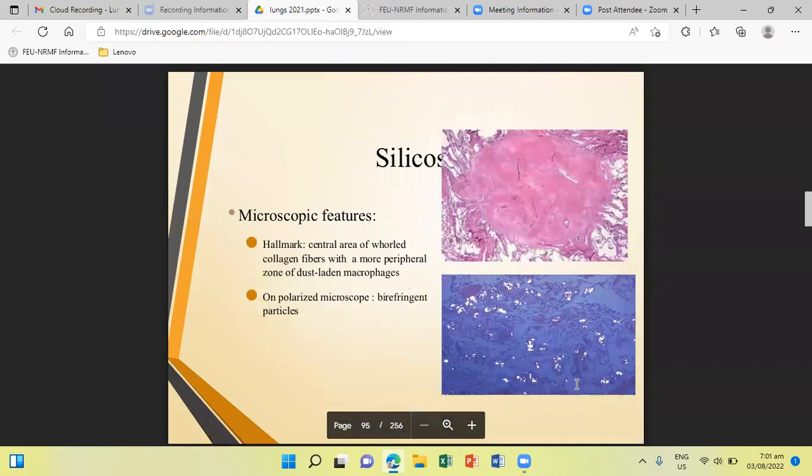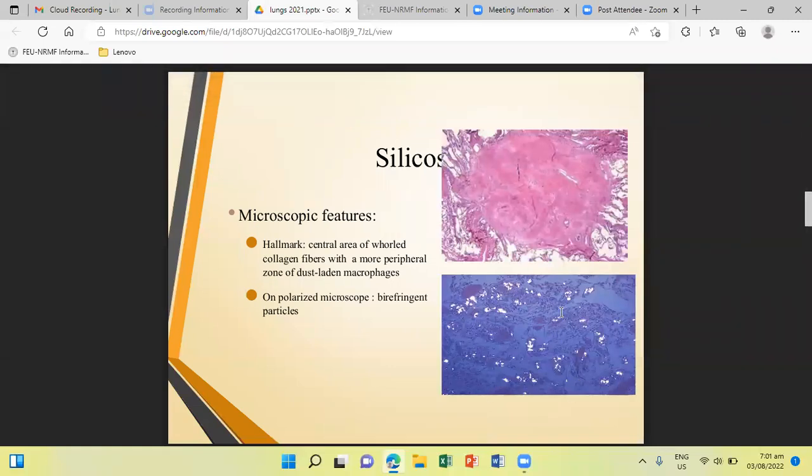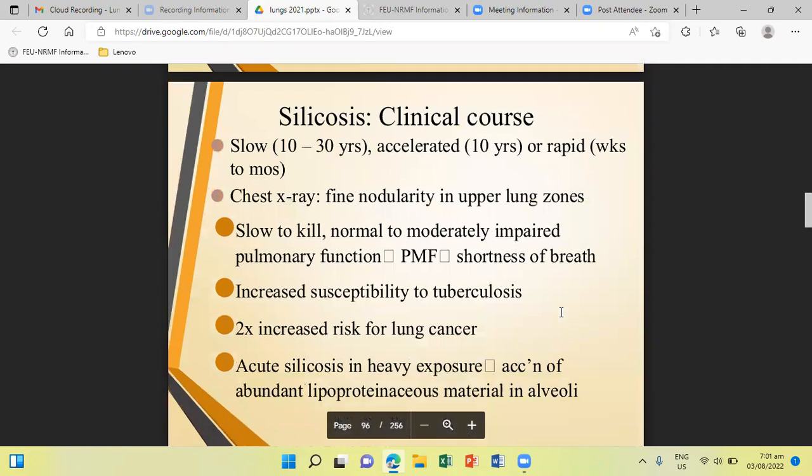So this is an example of the whorled collagen fibers, which is the hallmark of the disease. Examination of the nodules by polarized microscopy would also reveal birefringent silicate particles. So this is an example of an image showing you the weakly birefringent silica particles that is best confirmed utilizing, again, fluorescent microscopy. So as I have said, it is a chronic progressive disease.